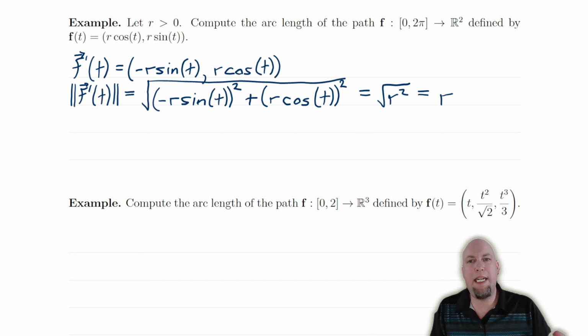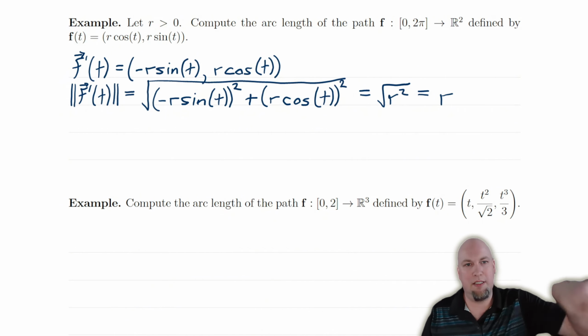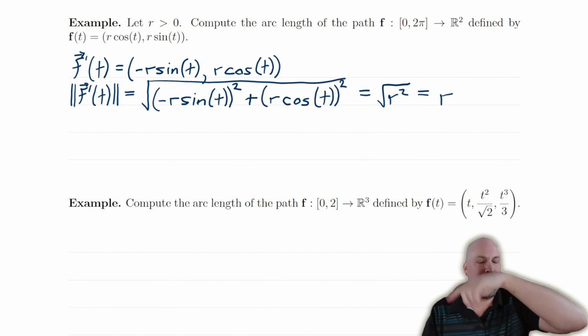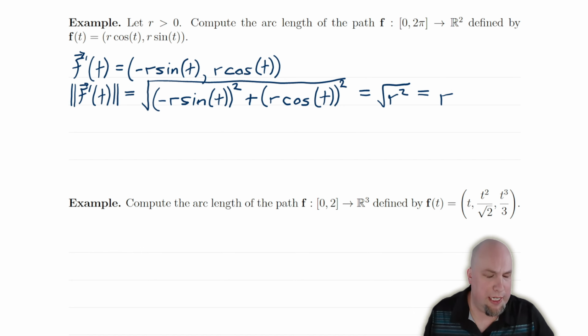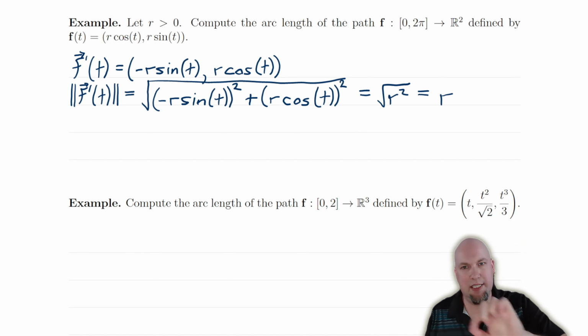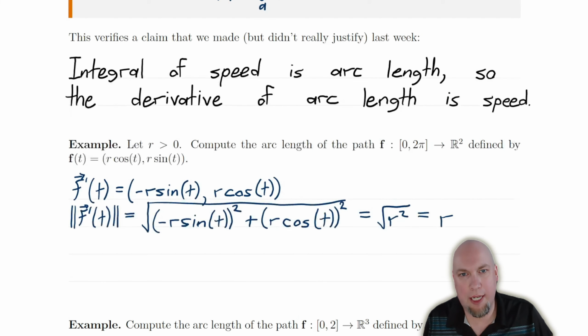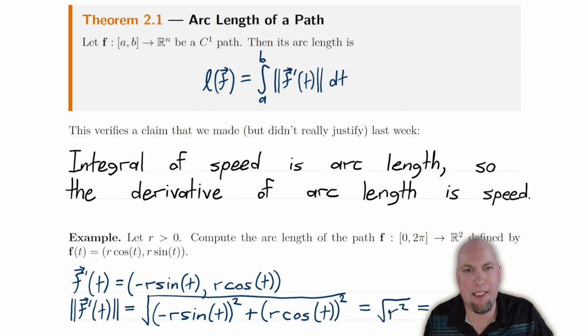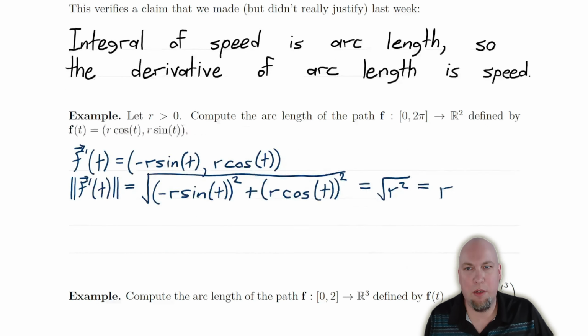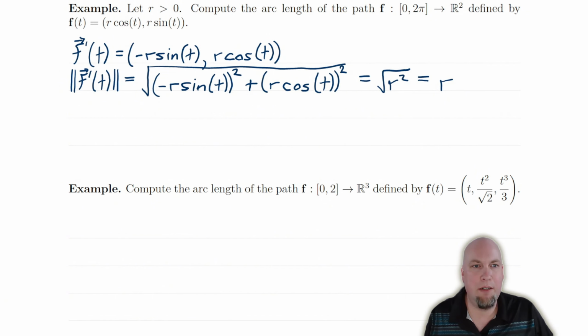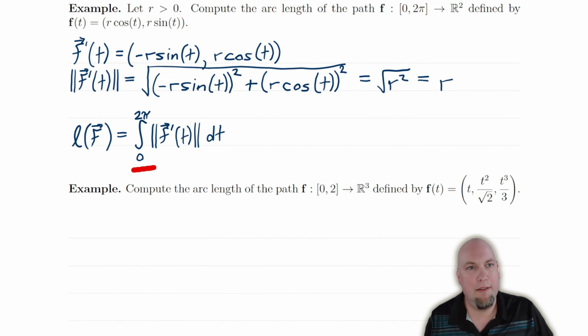So the speed of this path is constant. The particle is moving at r meters per second, or whatever the units are. No matter where it is, it doesn't depend on t. All right, next up, how do we get the arc length? Well, I just take this speed that I computed and integrate it over the domain, in other words, from 0 to 2 pi.